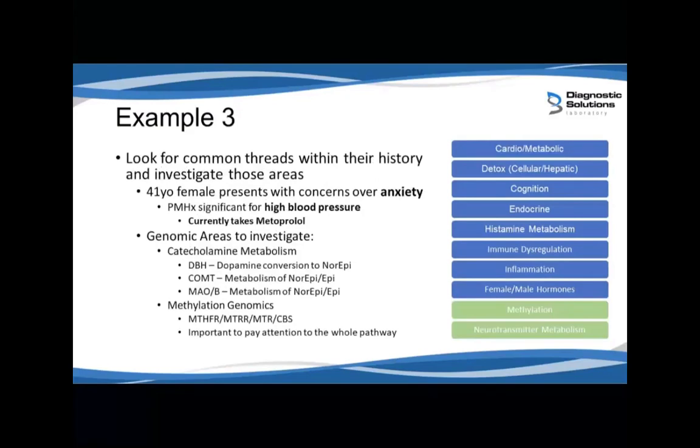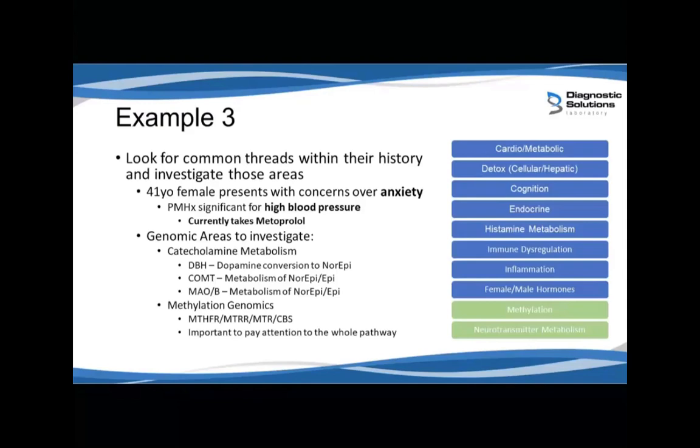And then this is our last example, and we're going to take this example and run with it within the program. So we have a 41-year-old female coming in with concerns of anxiety. She has a past medical history significant for high blood pressure, for which she currently takes metoprolol. When we see someone coming in with these things together, we're going to immediately think about methylation, neurotransmitter metabolism, and you could even make an argument in regards to the high blood pressure to look at the cardiometabolic, but for our sakes here, we're going to just stick with the methylation and the neurotransmitters.